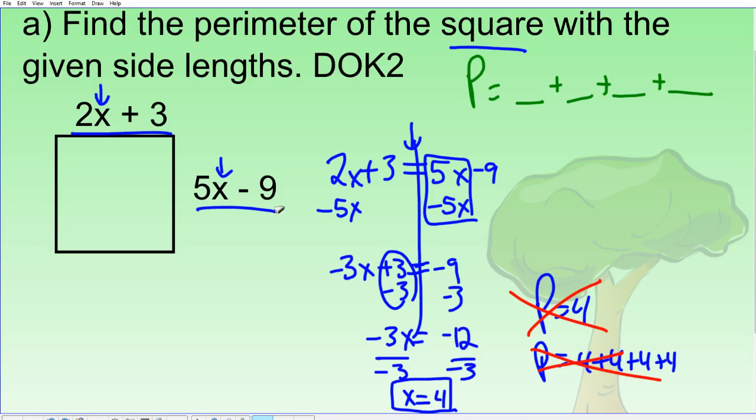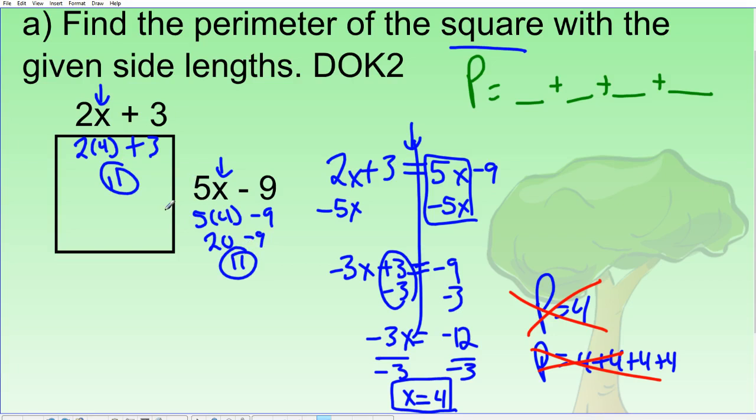In order to find the side length and find the perimeter, if we plug in 4 for x, 2 times 4 plus 3. 2 times 4 is 8, plus 3 is 11. Over here, if you plugged in 4 for x, 5 times 4 minus 9. 5 times 4 is 20. 20 minus 9 is 11. Look at that! Both sides I got 11, which makes sense because it's a square. All the sides should be the same length. So all of them are 11.